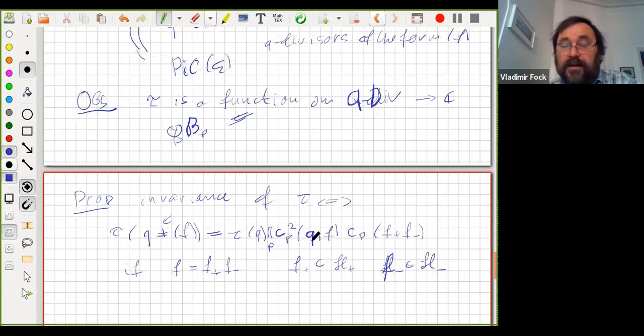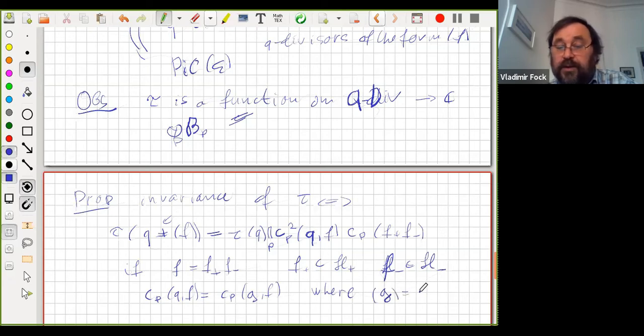Strictly speaking, Cp of QF is equal to Cp of GF, where G is some function such that G is equal to Q at P. So locally, you can represent any quasi-divisor by a function. You just represent this quasi-divisor by a function, and then you compute this. Of course, you need to verify that this equality doesn't really depend on all the choices made, because the product of a plus and minus is not canonical.